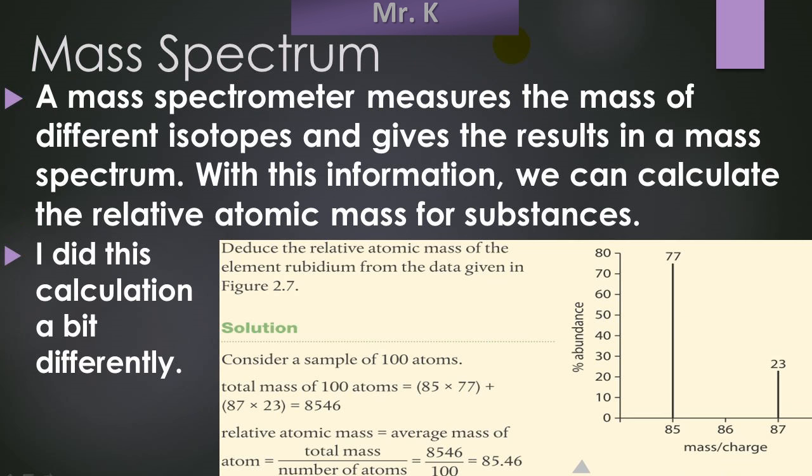We can use a mass spectrometer to determine the number of isotopes inside a certain substance and the mass of different isotopes inside different substances. The results from a mass spectrometer are called a mass spectrum. We can calculate the atomic mass for different substances. Here's what the book did. I'm going to show you how I did the same calculation a little bit differently, but of course got the same answer.